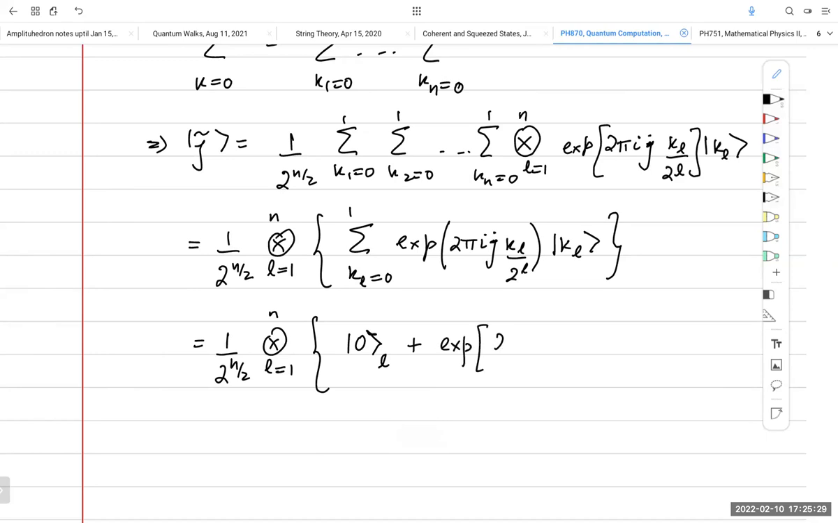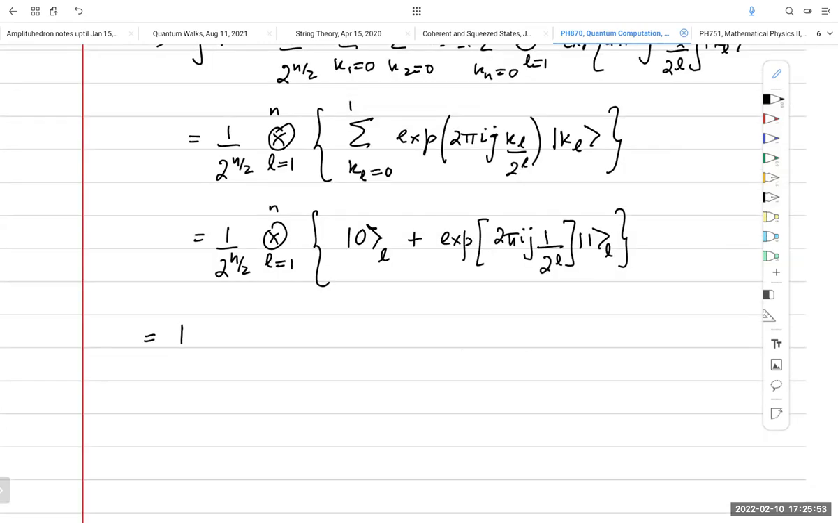I get exponent 2 pi ij, right? And kl is equal to 1 divided by 2 to the l, 1. And I put a subscript l here to indicate that I'm talking about the lth qubit. So what is this? This is a tensor product state now. It looks like this. The first qubit, there's an exponent 2 pi ij by 2 phase.